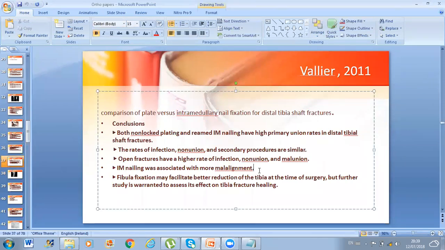If I put a nail for a tibia fracture, how will the bone heal? Primary or secondary? Secondary, sir, second intention. Why? Sir, there is dynamic, relative stability. It's relatively stable. What about a plate? It's absolute stability, sir. It's an absolutely stable implant and there is no callus formation.